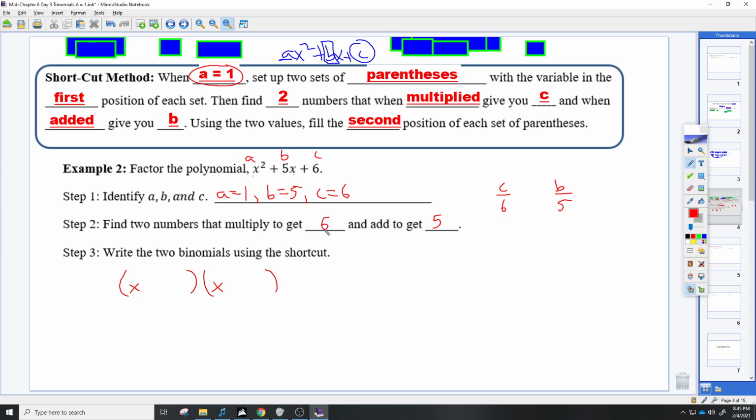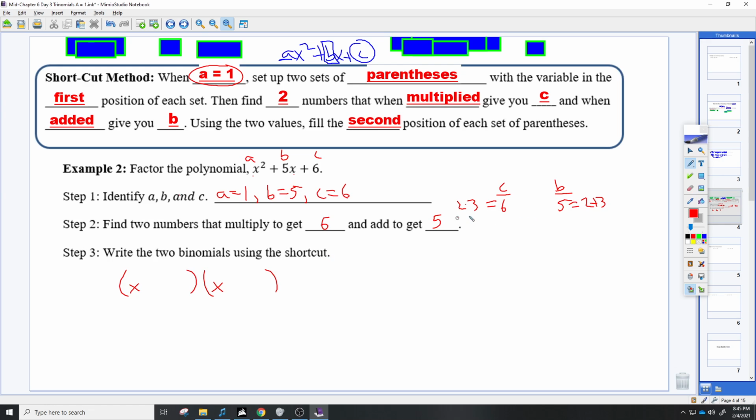So what options do we have to multiply to get 6? You have 1 times 6 and 2 times 3. Those are the only options you have. So what combination will work to add to get 5? It's got to be 2 times 3. That gives you 6 when you multiply. And if you were to add them, 2 plus 3, that gives you 5.